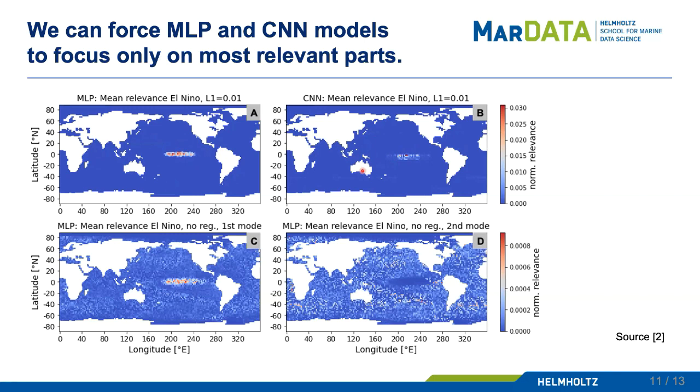Unlike this, the model puts its only focus on the tropical Pacific to discriminate El Niño from La Niña samples. And as I said, it's quite efficient, but the question is, is that really what I want?